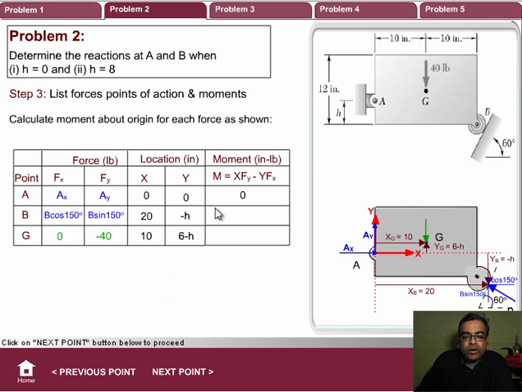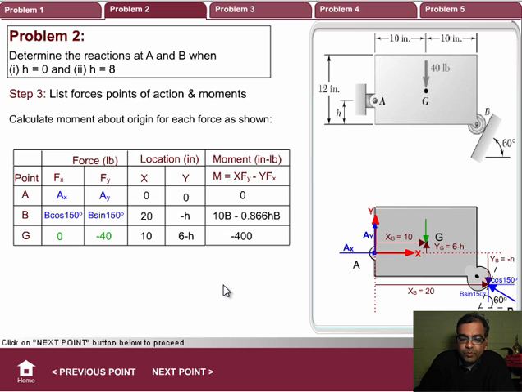There. X and y are both 0, so that's 0. Now that one is 20 times b sin 150, which is 10b, and minus h times b cos 150, which is minus 0.866 hb. And then this one is 10 times minus 40, minus 6 times 0, so that's minus 400. Okay. So we return all the forces and the corresponding moments.